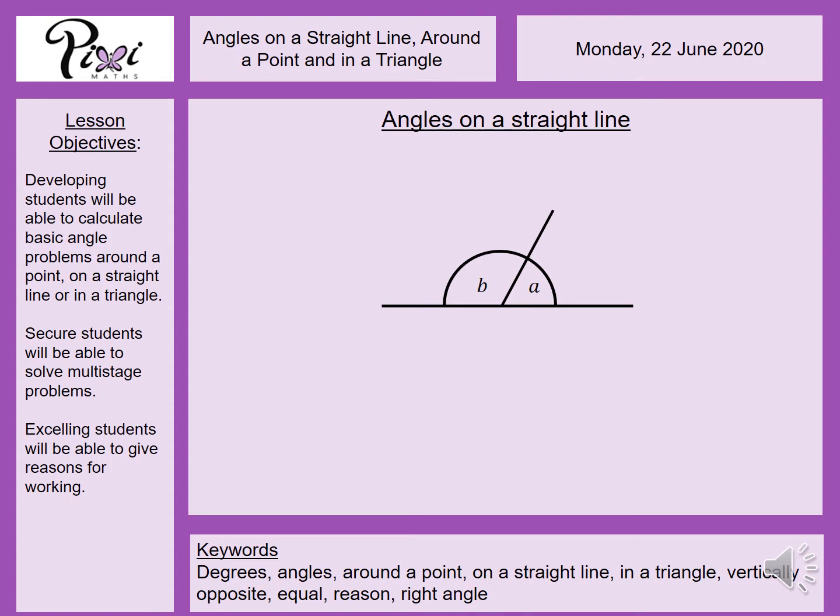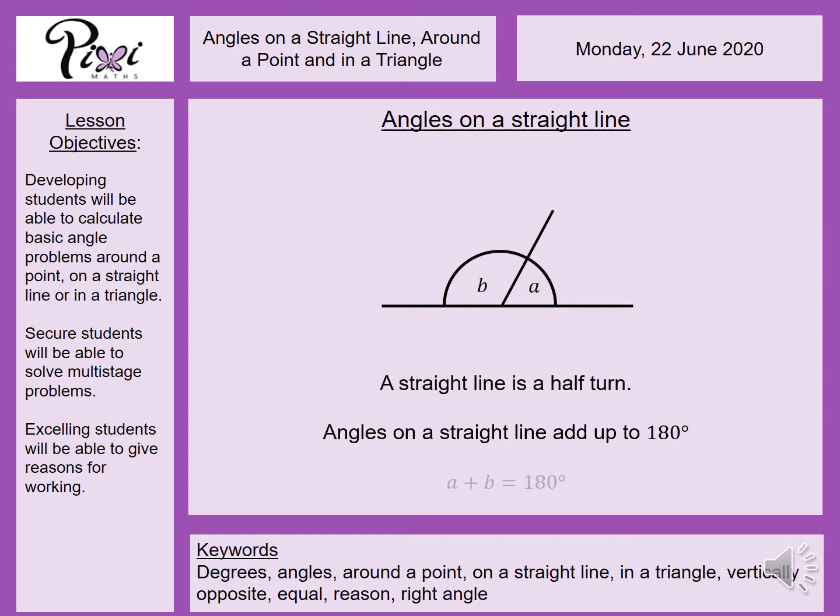Okay, next up is angles on a straight line. So we can see this is half of a full circle. So that means it's going to be half of 360, so that is 180. So in this one we've got A and B, and they add together to make a half turn. So that means A plus B equals 180.